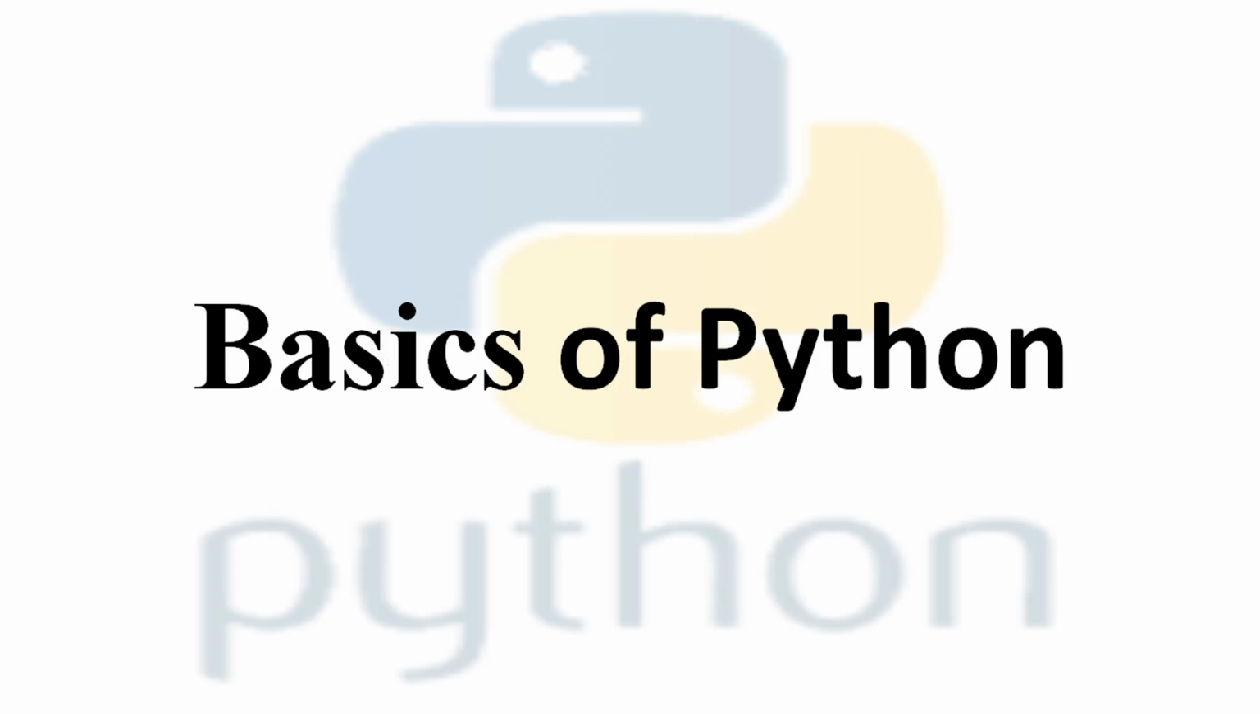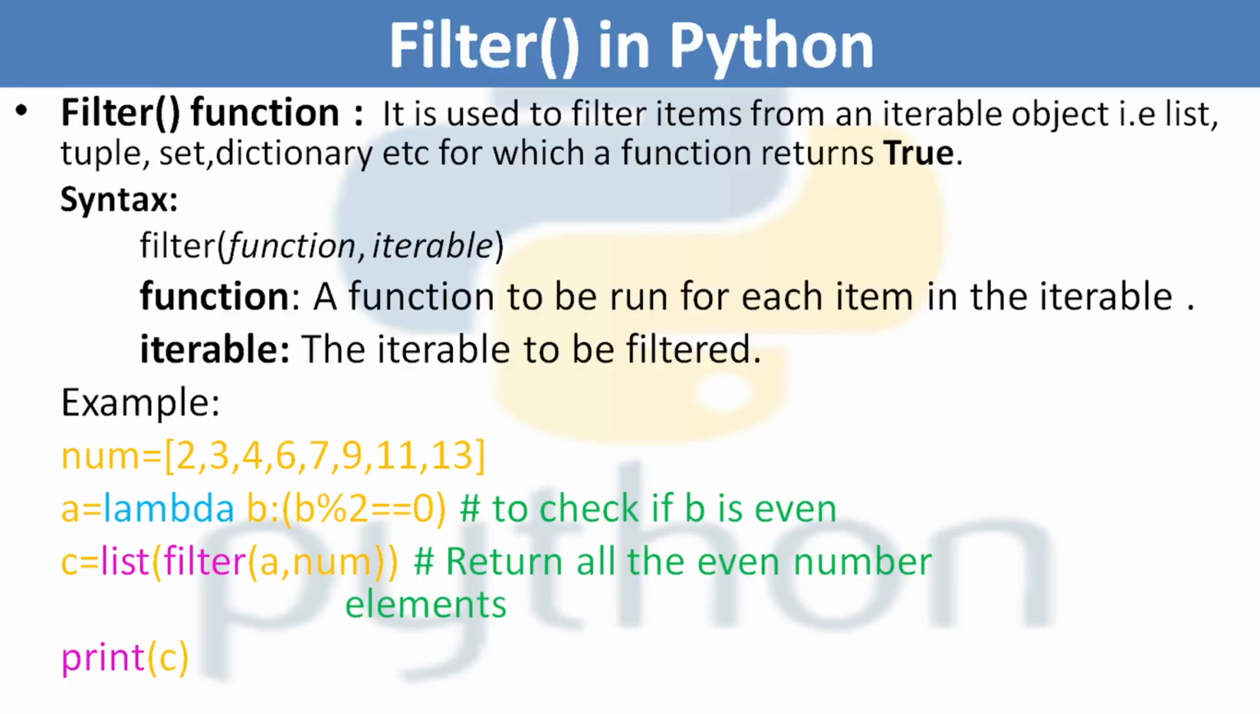Today we will see about the filter function. The filter function, as the name suggests, is used to filter items from an iterable object, that is a list, tuple, set, dictionary, etc., for which a function returns true.